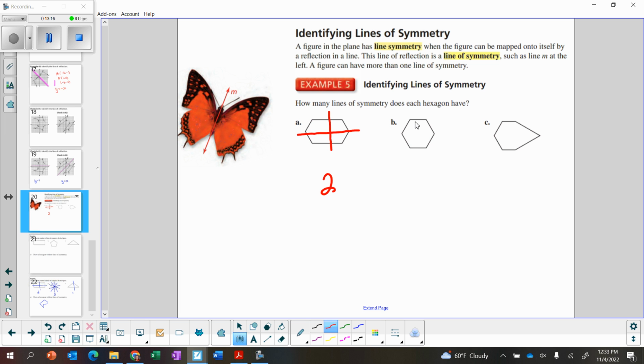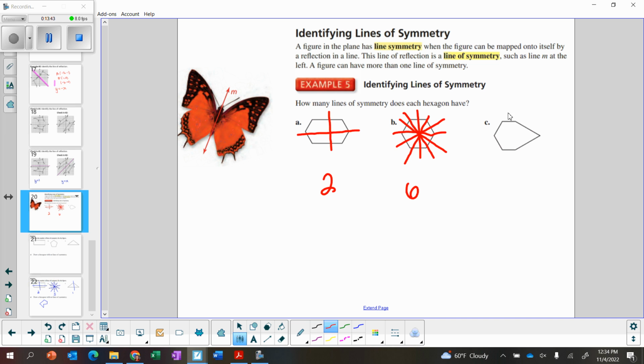Right? In the next one, I could do it this way. And because I could do it that way, I could do it through any of the flat sides. And I can also do it through the points, right? I have a half here and a half here. So through every point to every point and every flat side to every flat side gives me a total of 6 lines of reflection for that hexagon.